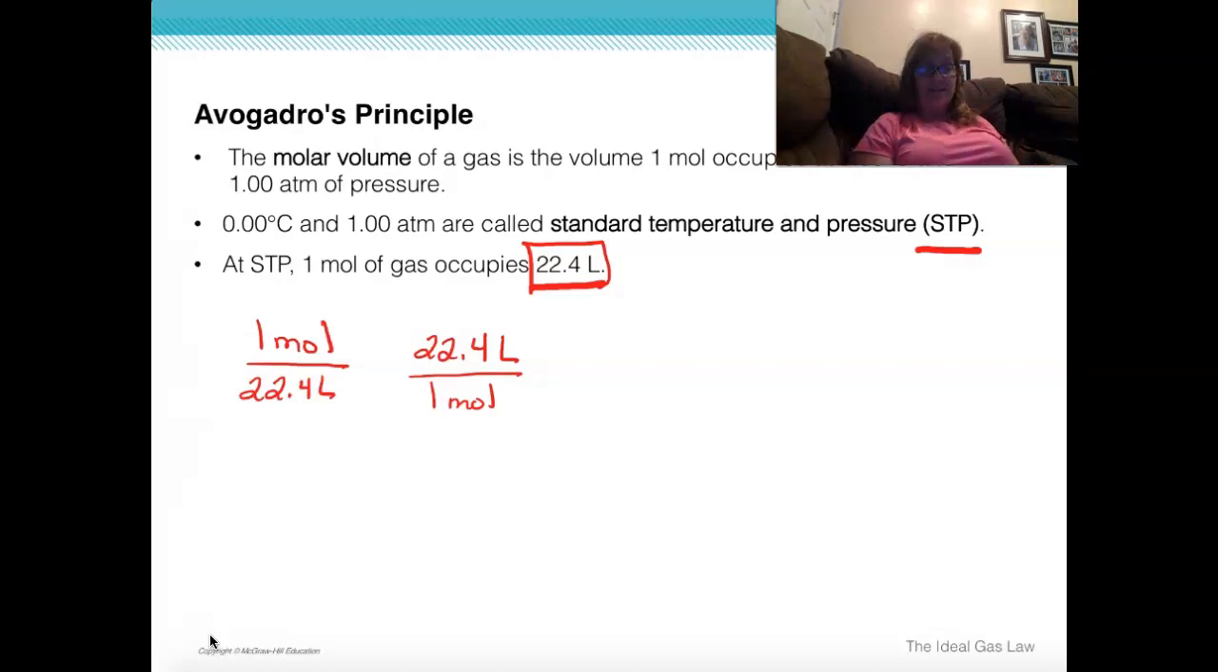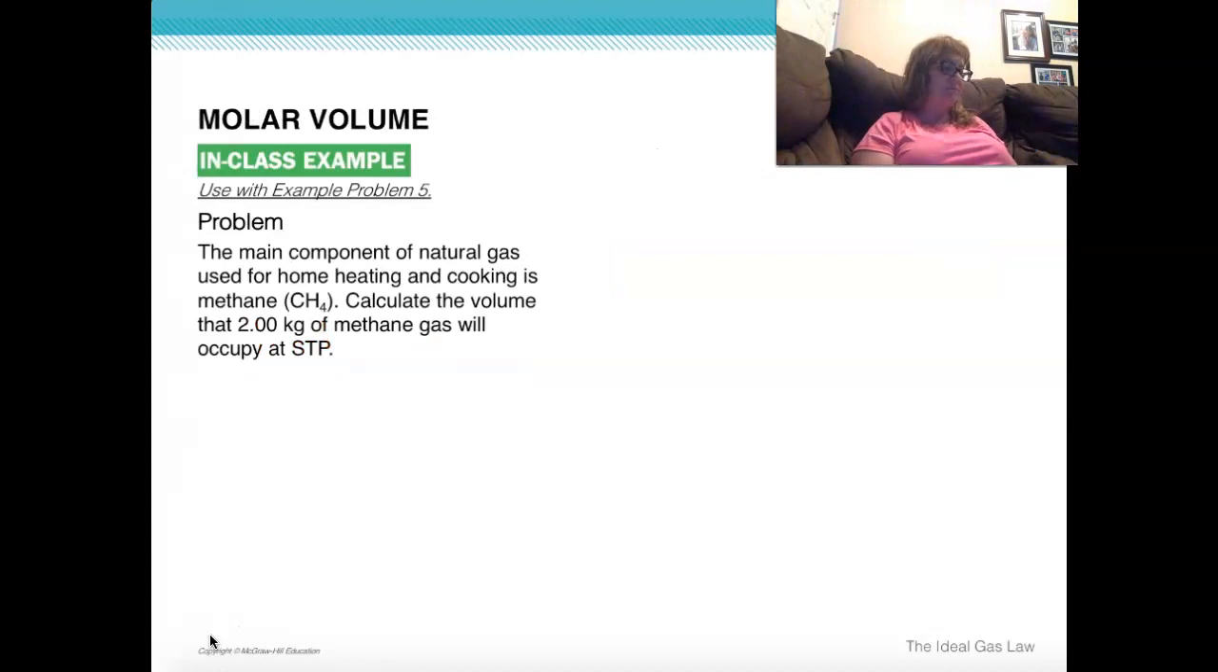So that's going to come in even more important on Friday when I teach you that lesson as well. All right, let's look at a problem. The main component of natural gas used for home heating and cooking is methane. There's the molecular formula. Methane. Calculate the volume that 2 kilograms of methane gas will occupy at STP.